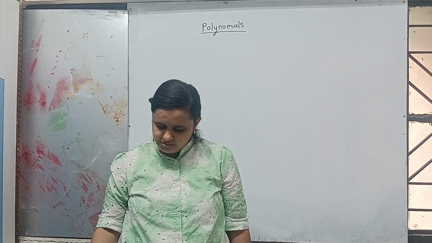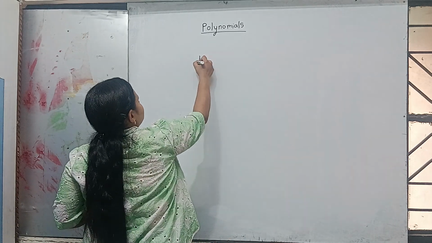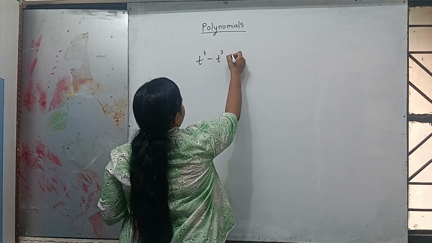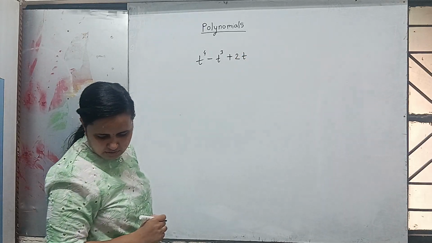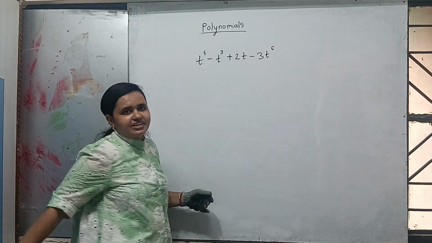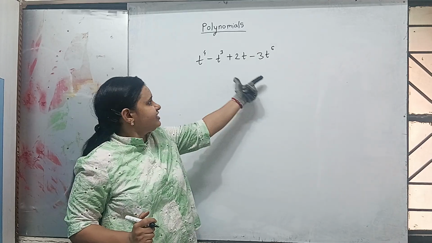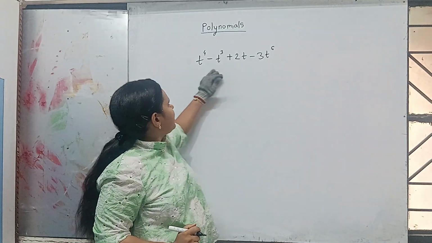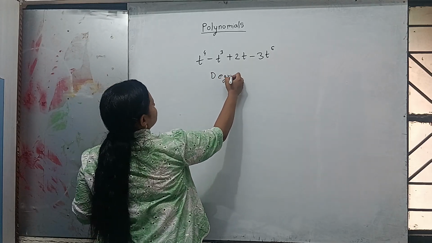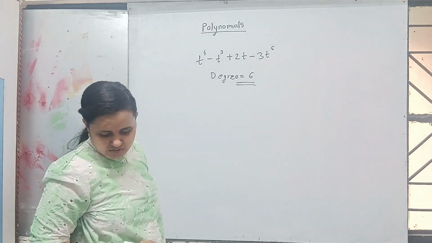Now, next question. Again asks the degree of the polynomial. t to the power 4 minus t cube plus 2t minus 3t to the power 6. Degree of the polynomial is the highest power of the variable in the expression. What is your highest power? 4, 3, 1 or 6? 6. So degree of this polynomial will be 6. So our option is first, 6.